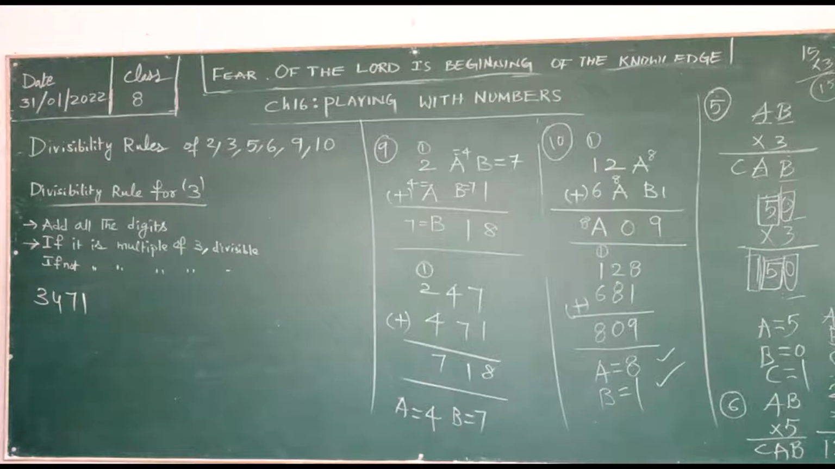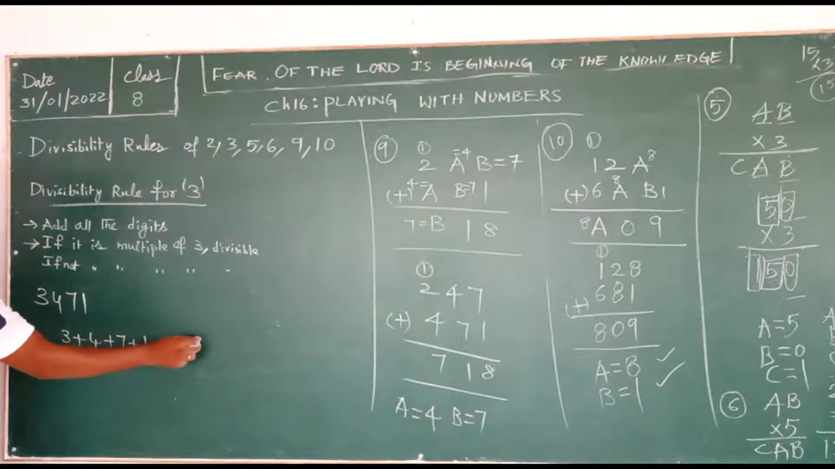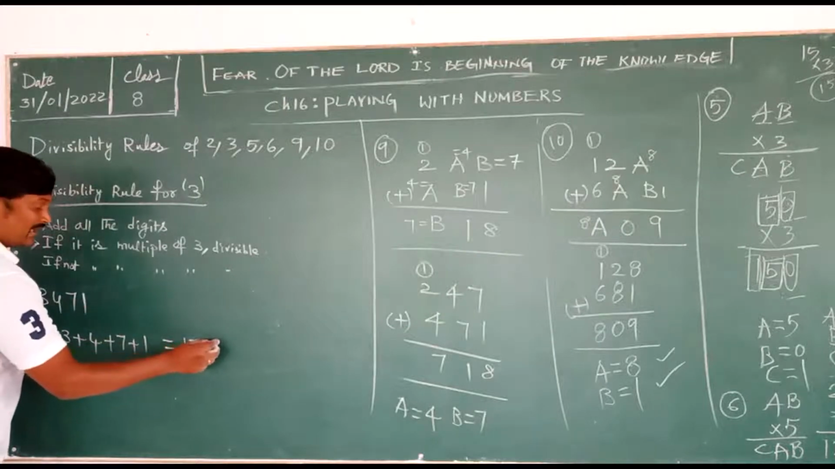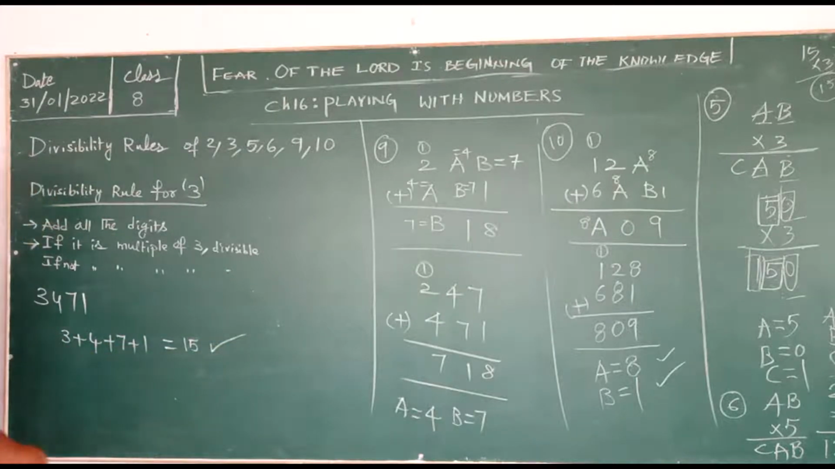and 1 is given. So now how to solve this? Let's check now. First step, add all the digits. 3 plus 4 plus 7 plus 1. What am I going to get here? 7 plus 3, 10. 10 plus 4, 14. 14 plus 1, 15. Is 15 a multiple of 3 or not? It is a multiple of 3. Therefore, it is divisible by 3.